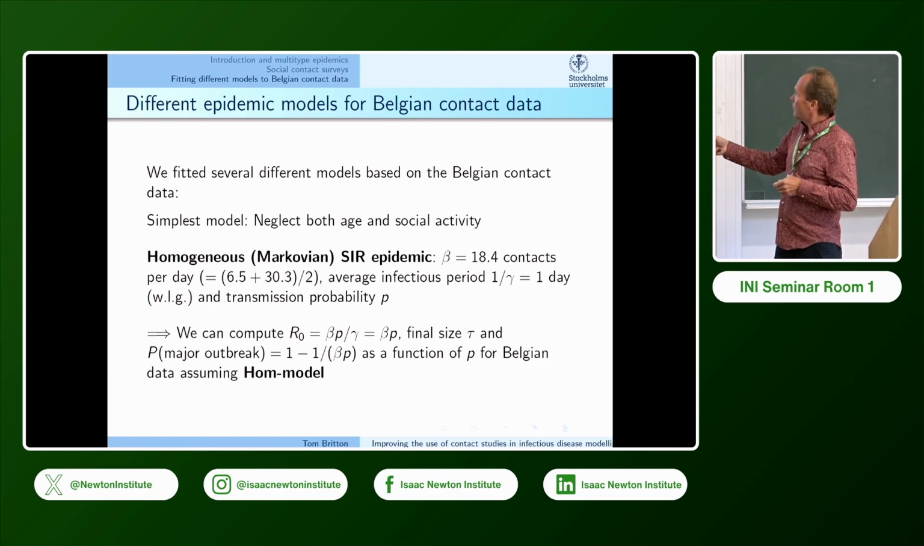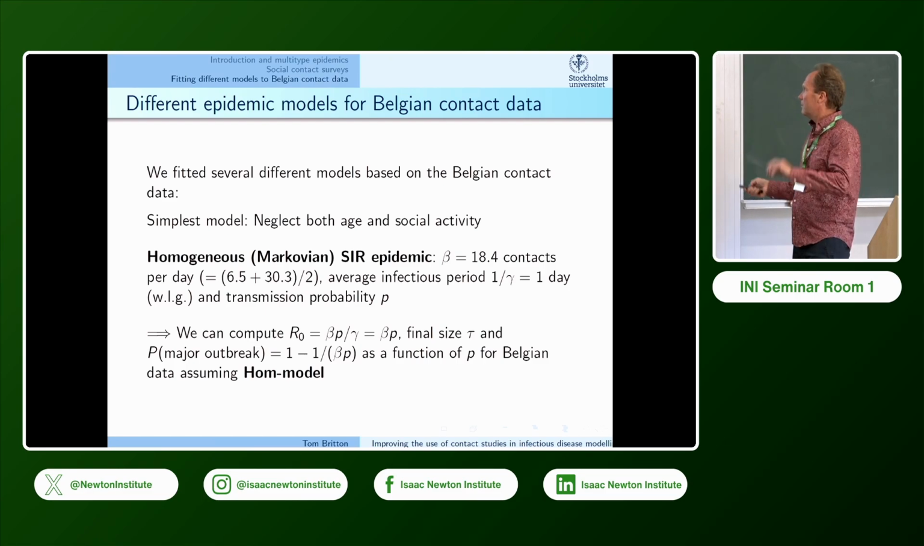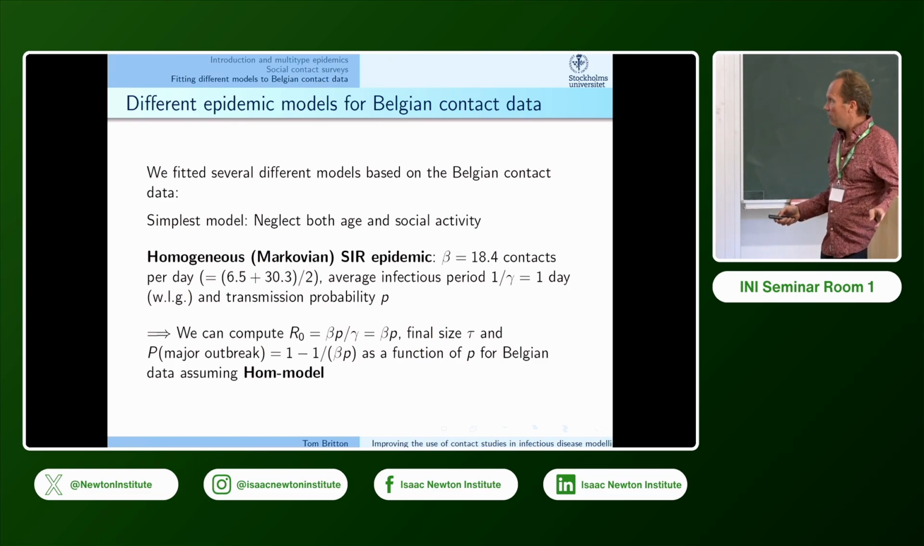But let me start here. So the homogeneous model, the overall average number of contacts was 14. Let's assume an infectious period which has mean duration 1, so maybe we measure time in terms of infectious periods, and the transmission probability P. Then the reproduction number is just simply this transmission rate times P. And that's the basic reproduction number. You can compute the final size numerically using this well-known function for the final size, and I call that the homogeneous model.